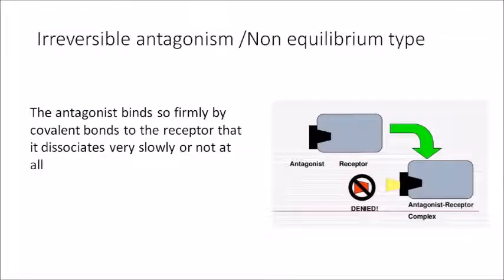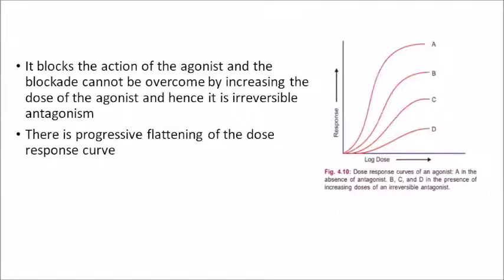Next, receptor level antagonism is irreversible antagonism or non-equilibrium type of antagonism. This is also a receptor level antagonism because the agonist and the antagonist are trying to bind on the same receptor site. But it is called irreversible because the antagonist's binding is so firm and it is by covalent bonds, so that it dissociates very slowly or it does not dissociate at all. In reversible or competitive antagonism, as we increase the amount of the agonist, there was overcome of the blockade by the antagonist. But in this case, increasing dose of the agonist cannot overcome the antagonist since its binding is so firm. Hence, it is called irreversible antagonism.